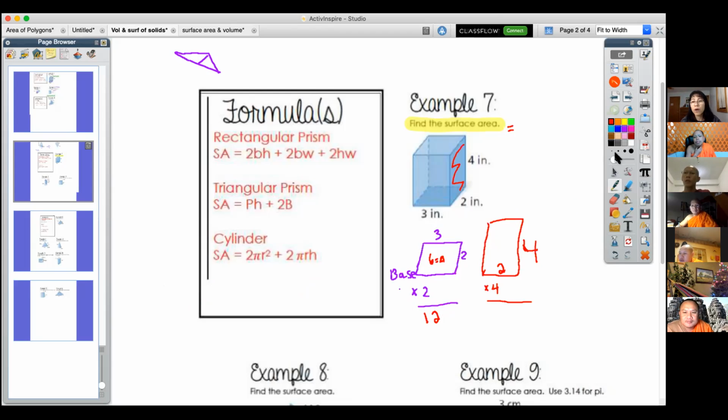What about your rectangle here, the 2 by 4? What's the area here? What's 4 times 2? 8. And you have 4 of them because you have 1, 2, 3, 4 to wrap around. So what is 8 times 4? 32. Now add it up. What's 12 plus 32? 44. Write it down on your piece of paper and we'll check the answer at the end.